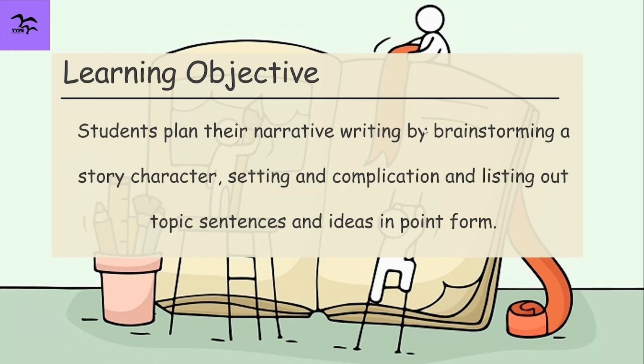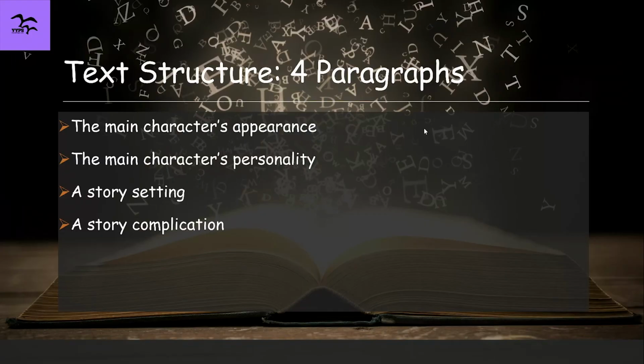The learning objective is that students plan their narrative writing by brainstorming a story, character, setting, and complication, and listing out topic sentences and ideas in point form. As we mentioned in the past videos, our P4 Unit 5 narrative writing requires 5 paragraphs. They are the paragraphs about the main character's appearance, personality, a story setting, and a story complication. We won't write the solution and the ending of a story in this unit.